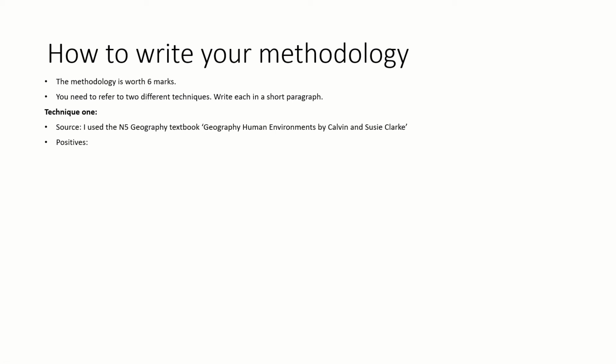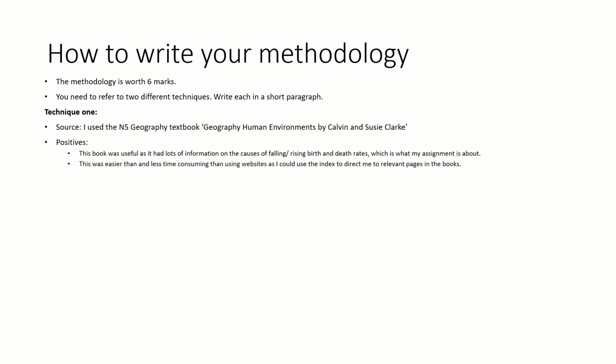Next, what you want to do is to talk about some of the positives of using that source of information and then compare them to the weaknesses or negatives of using that source of information. Some examples that I'll demonstrate with would be that the book had lots of information relevant to your topic. It's easier to use a book because a book has an index which you can use to direct you to exactly what you want to know.